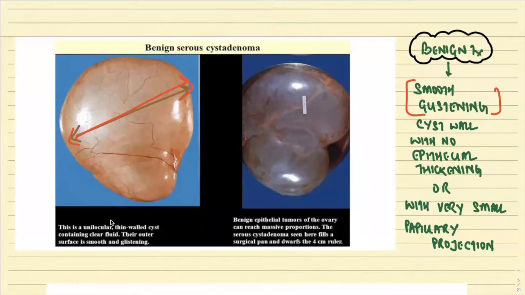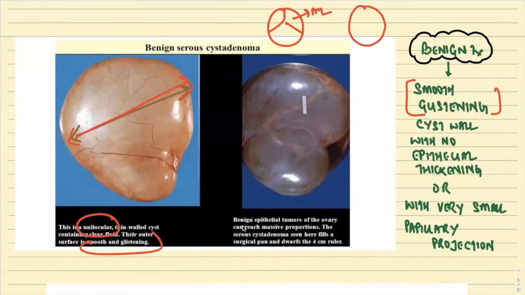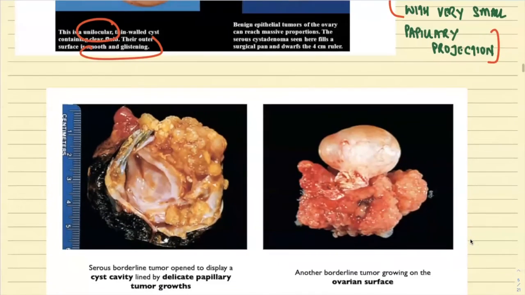You see a unilocular cyst, meaning a single locule is there. They don't have any partitions. If there is division it is multilocular, and if no division is there, it is called unilocular. A smooth and glistening surface is there, as you can appreciate over here. Even if some papillary projections are present, they are very small, like surface papillomas.